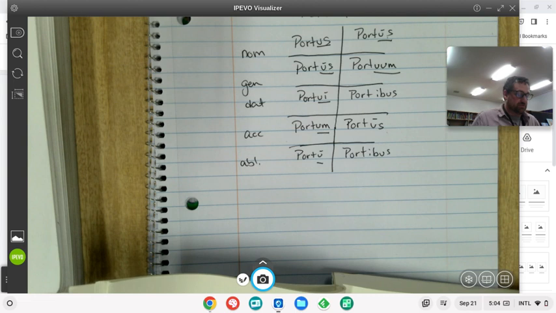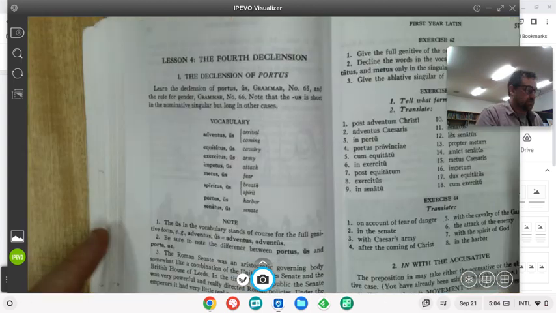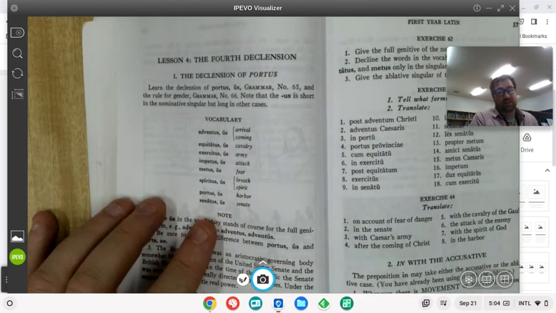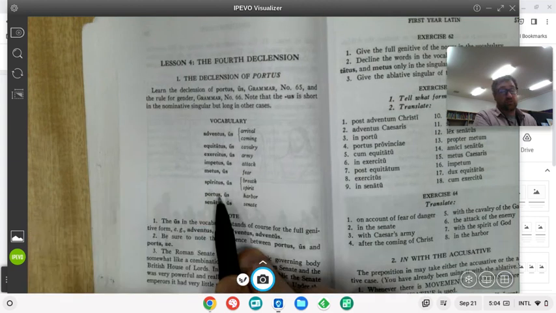There are several words that work like portus, which is harbor. Remember, porta means door, gate. Sorry, gate. Porta means gate, and portus has the same stem, but it's a word of a different declension, and it means harbor.